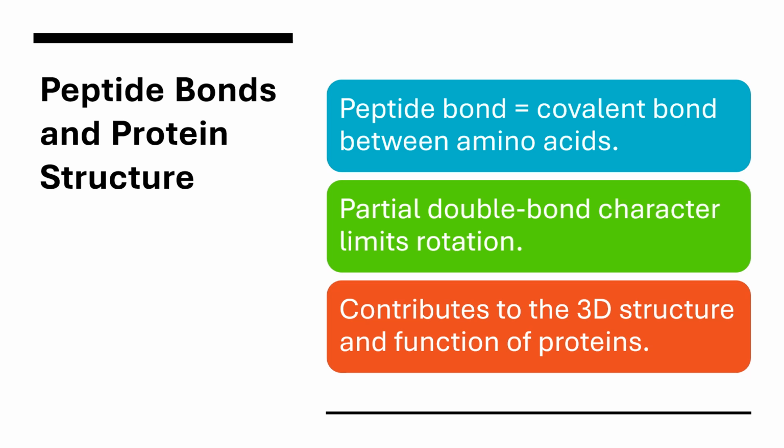When amino acids link together, they form peptide bonds. These are covalent bonds between the amino group of one amino acid and the carboxyl group of another. What's interesting is that the peptide bond has a partial double bond character, which means it's not very flexible. However, this rigidity helps these proteins form stable shapes, which is critical for their function. If the protein can't fold properly, it usually can't do its job.